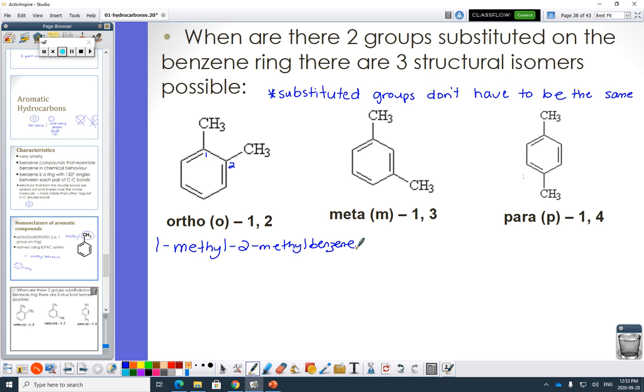You could call this 1,2-dimethylbenzene. Or you can do ortho. All of these are perfectly acceptable.